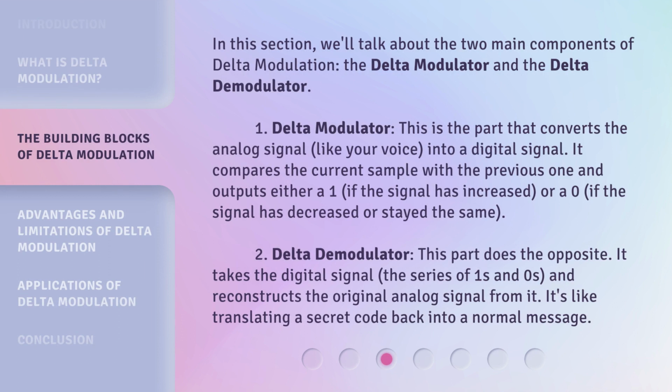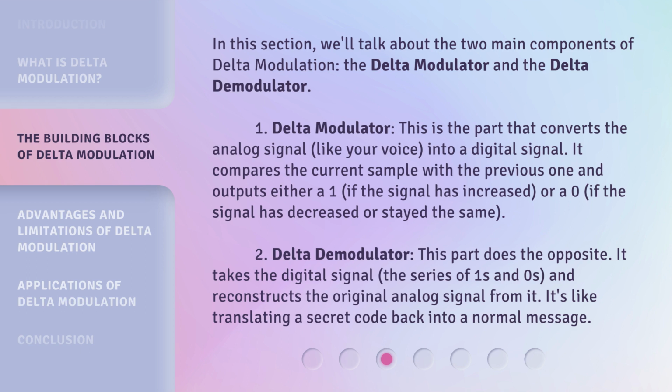In this section, we'll talk about the two main components of delta modulation, the delta modulator and the delta demodulator. 1. Delta modulator. This is the part that converts the analog signal, like your voice, into a digital signal. It compares the current sample with the previous one and outputs either a 1 if the signal has increased, or a 0 if the signal has decreased or stayed the same.